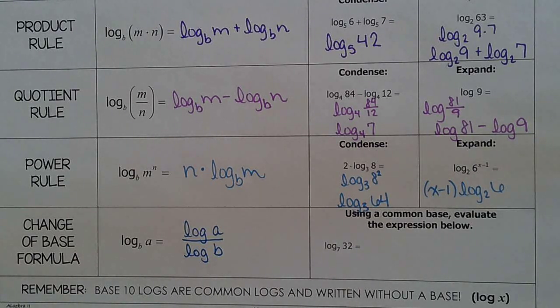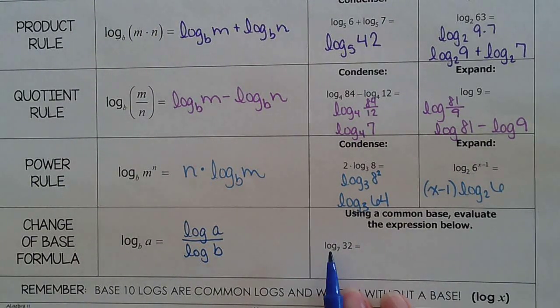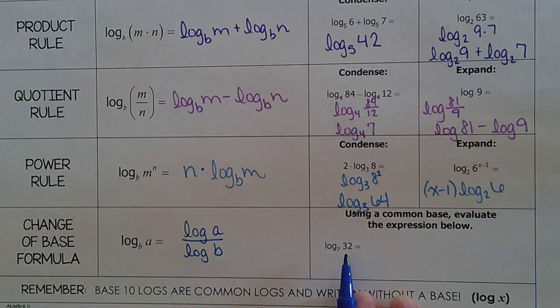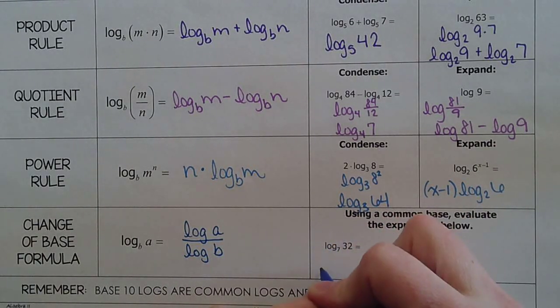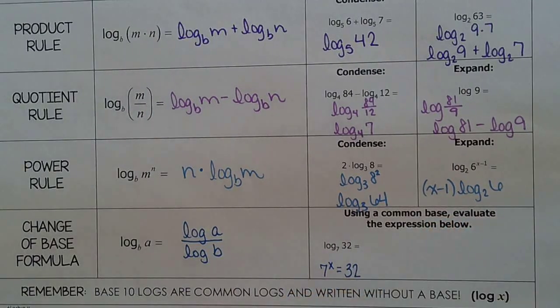Okay, so let's practice that. Using a common base, evaluate the expression below. Log base 7 of 32. And remember what that means. It's asking me 7 to what exponent equals 32. Well, it's more than 1 and less than 2, but I don't know where in between.